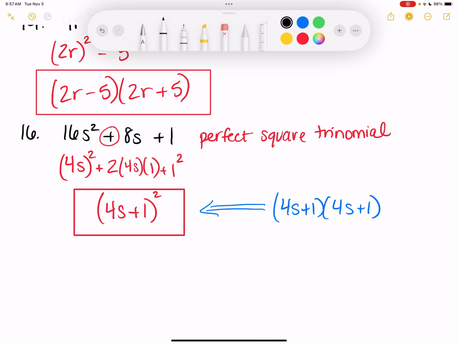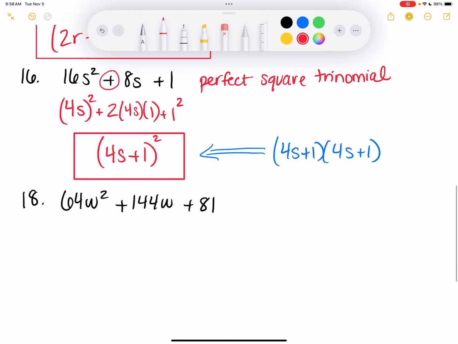All right, 18. 64w squared plus 144w plus 81. Oh, that's an 81, so you have to figure out the factors. The first one is 8w squared, right?